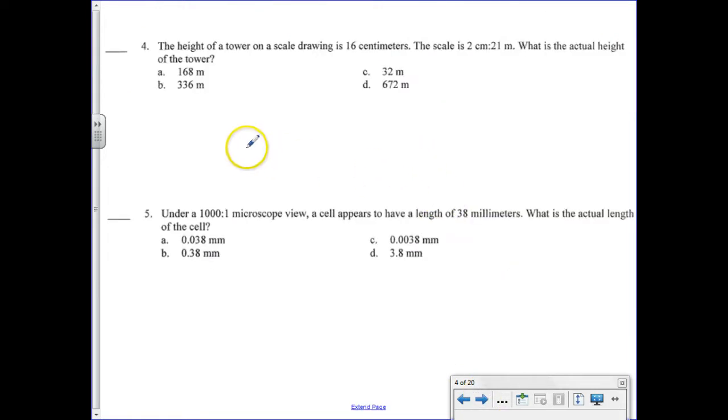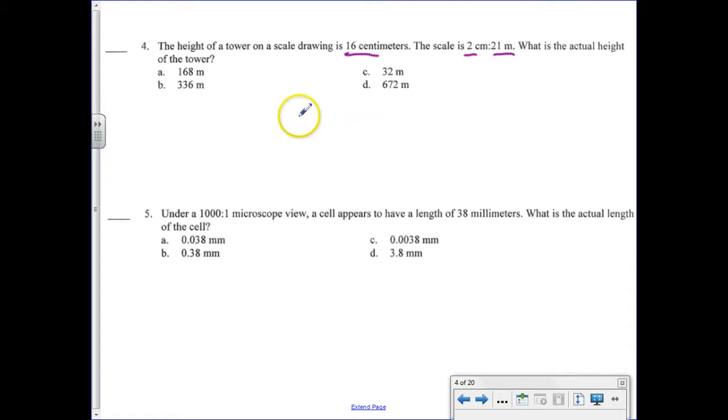Next question. The height of a tower on a scale drawing is 16 centimeters. Okay, so I have some kind of picture, and it says that this is 16 centimeters. The scale is 2 centimeters to 21 meters. What is the actual height?